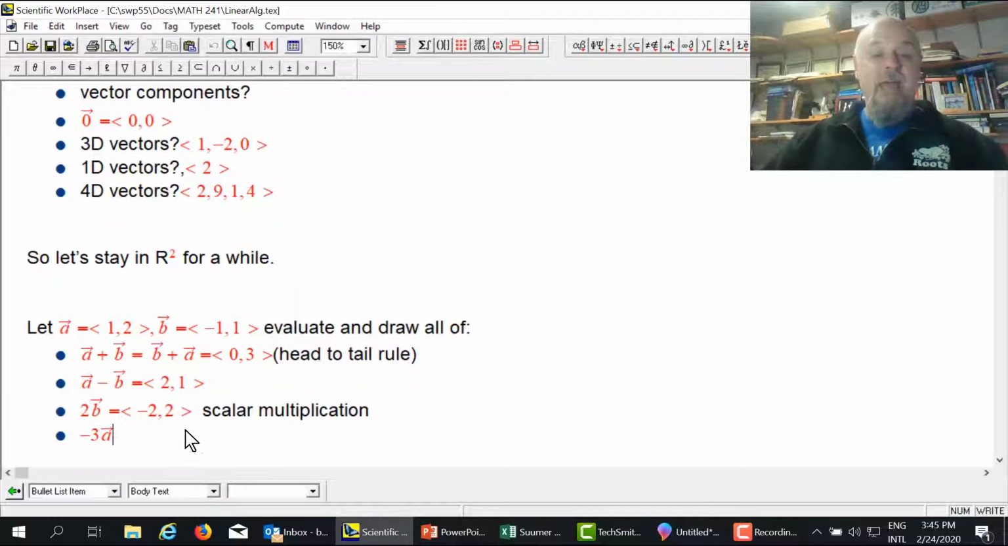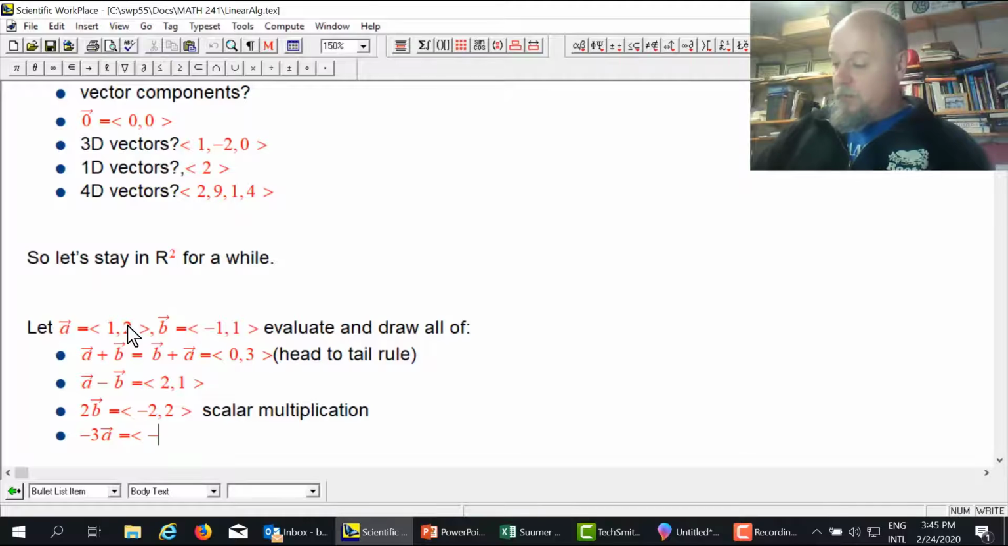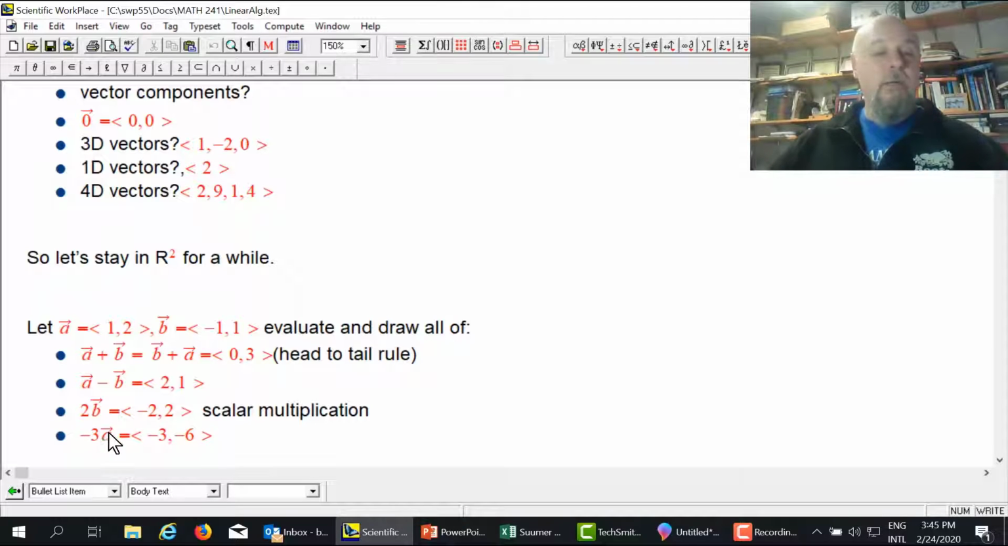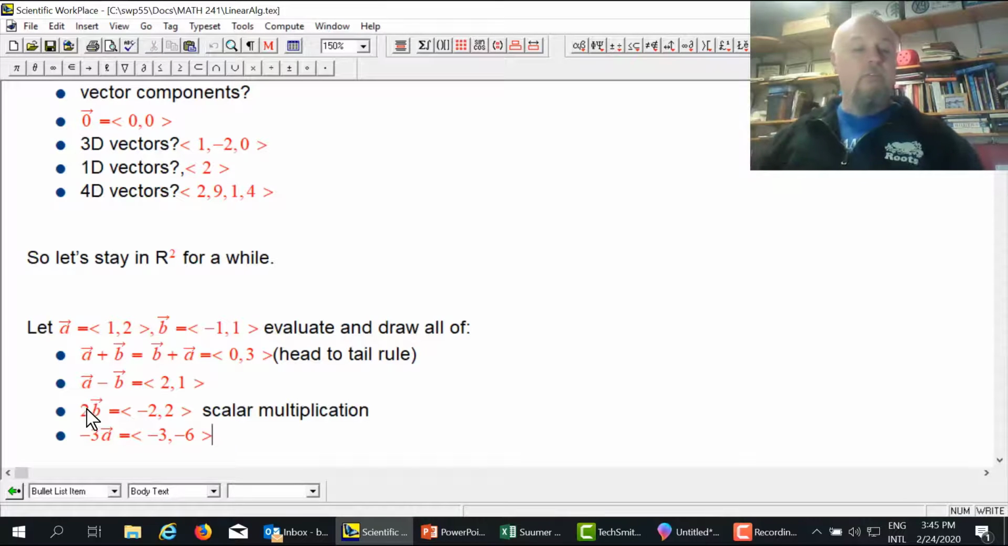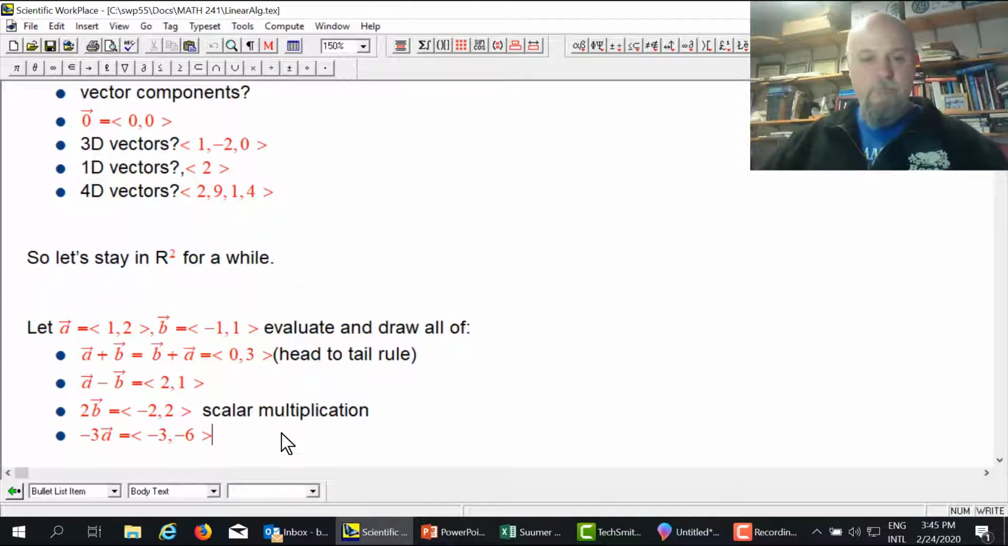If the scalar is a negative, well, component-wise, let's see what happens there. That's going to be negative 3, multiplying vector a, negative 6. That stretches it by 3, and the negative reverses its direction. So it's going the opposite direction of a. This vector minus 3, minus 6 is parallel to that vector and 3 times as long. This vector 2b is parallel to b and twice as long.